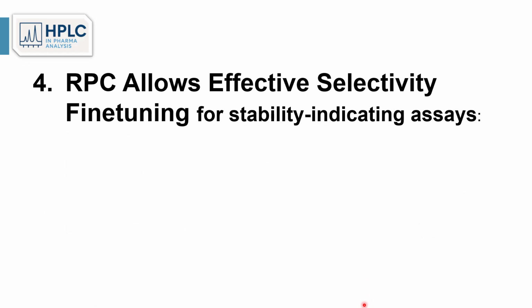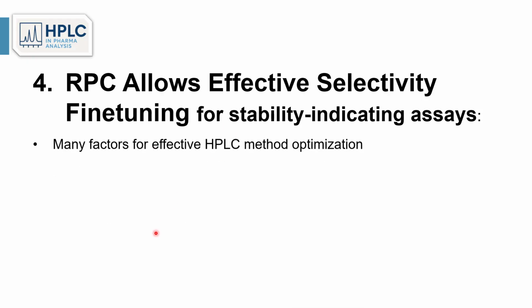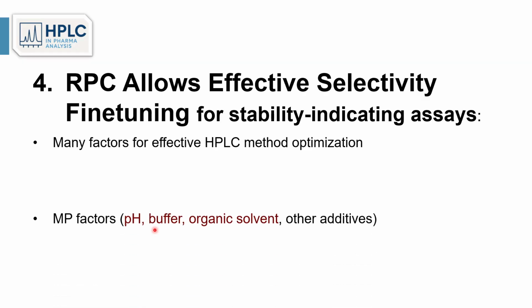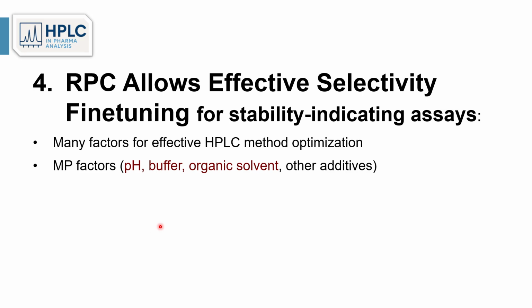Reason number 4, RPC allows very effective selectivity fine-tuning for the development of stability indicating assays. It offers many factors for effective HPLC method optimization. Mobile phase factors such as pH, buffer, organic solvent, and the use of other additives such as ion pairing and also chaotropes.